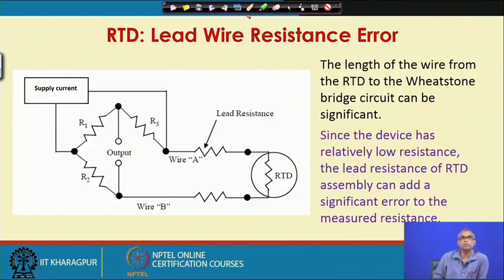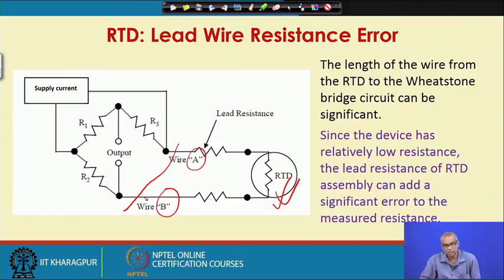Let us look at this bridge circuit again. You have this RTD element, which is connected to the Wheatstone bridge using wire A and wire B. So, these are lead wires or extension leads of the RTD element. Now, the length of the wire from the RTD to the Wheatstone bridge circuit may be significant. If this is significant, it will add up resistance.